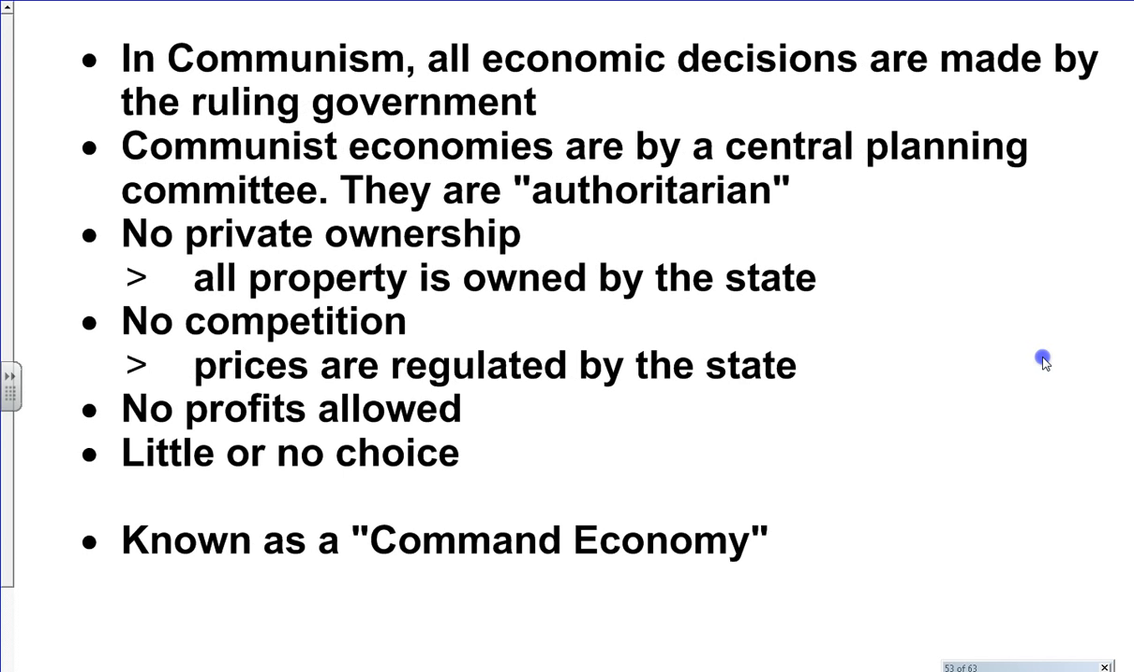Okay, in communism, all economic decisions are made by the ruling government. Communist economies are run by a central planning committee. They are authoritarian. There's no private ownership. Everything is owned by the state. There's no competition. Prices are regulated by the state. There's no profit allowed. And it leads to little or no choice. This is known as a command economy, where the government dictates what's going to be sold, what's going to be manufactured.